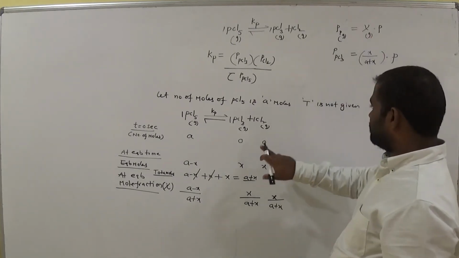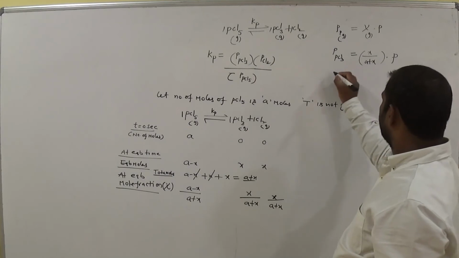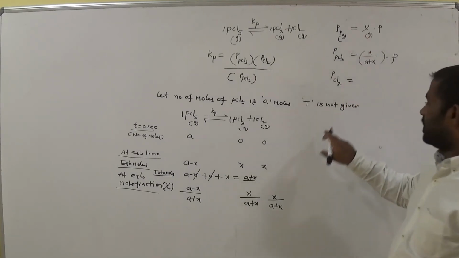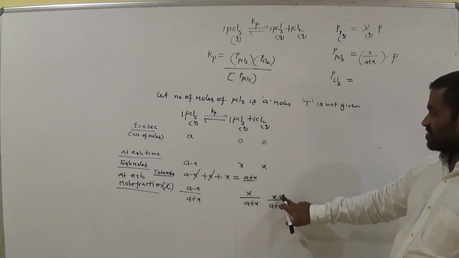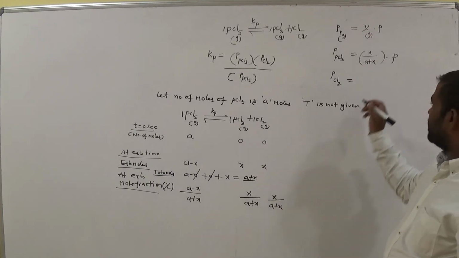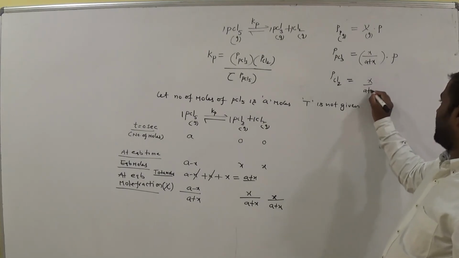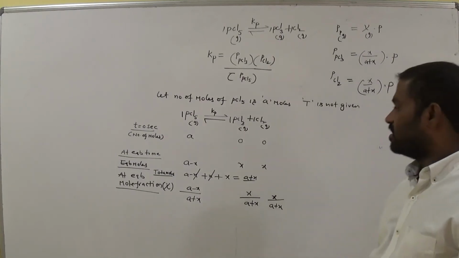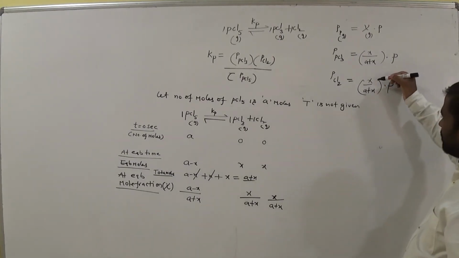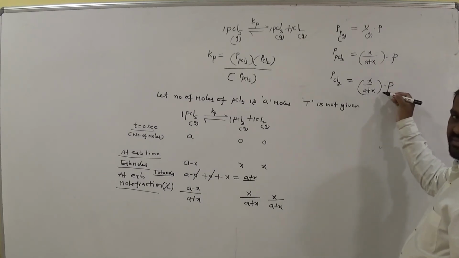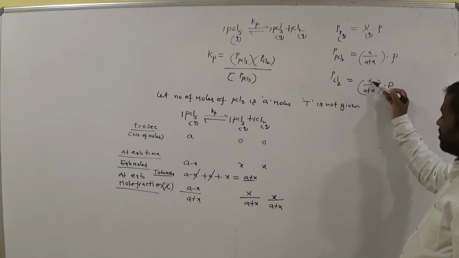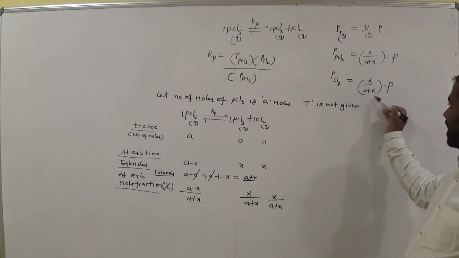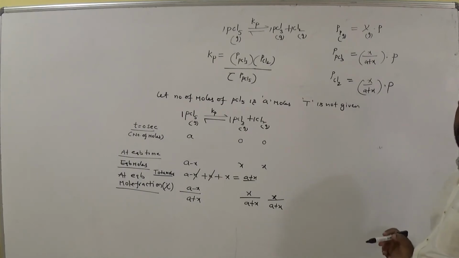And come to the next term, Cl2. Partial pressure of Cl2 equals its mole fraction. So what is the mole fraction of Cl2? X by A plus x, am I right? X by A plus x, and total pressure is P, am I right? Is it clear? Mole fraction means number of moles at equilibrium by total moles at equilibrium. So the number of moles at equilibrium is x, total moles at equilibrium A plus x. Then we get the mole fraction of Cl2. Is it clear?